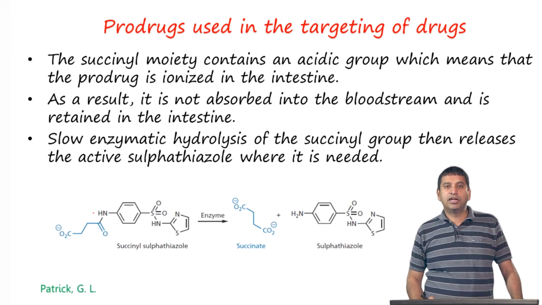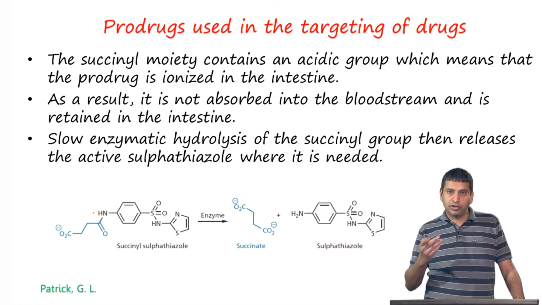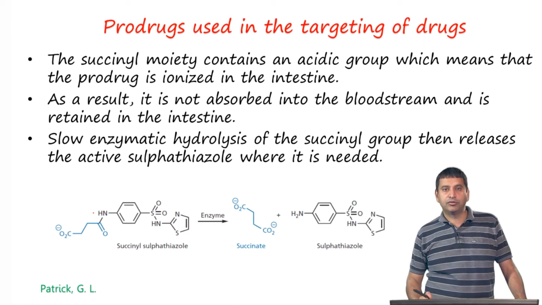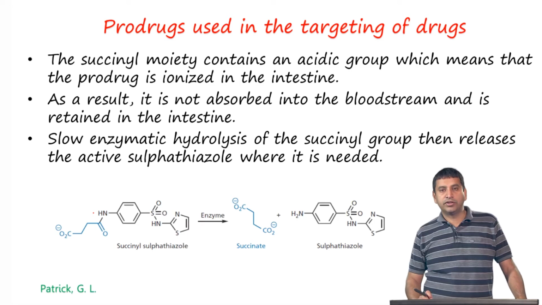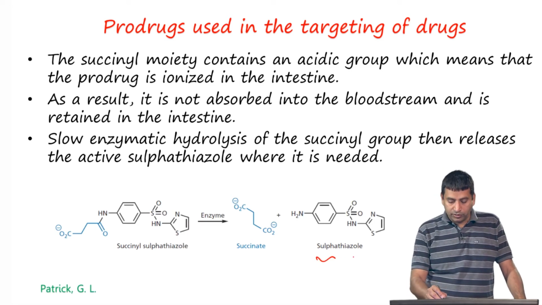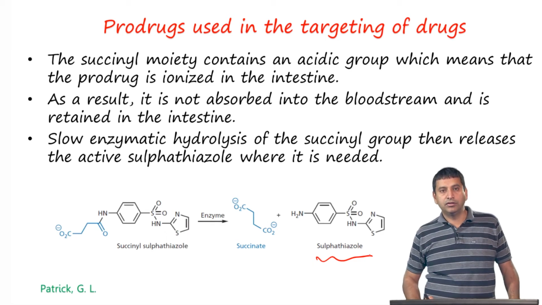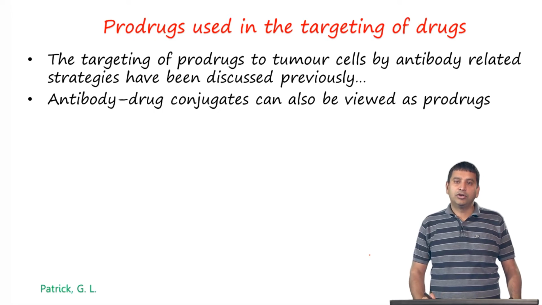Because the succinyl moiety is an acidic group, the prodrug is ionized in the intestine, whereas the succinyl moiety would not be ionized in the stomach because of the pH. Once it gets into the intestine, because it is ionized, it does not get into the bloodstream, and then slow enzymatic hydrolysis of the succinyl group releases the active drug and succinate, which is tolerated very well inside the body. The targeting of drugs is also very useful in tumors.